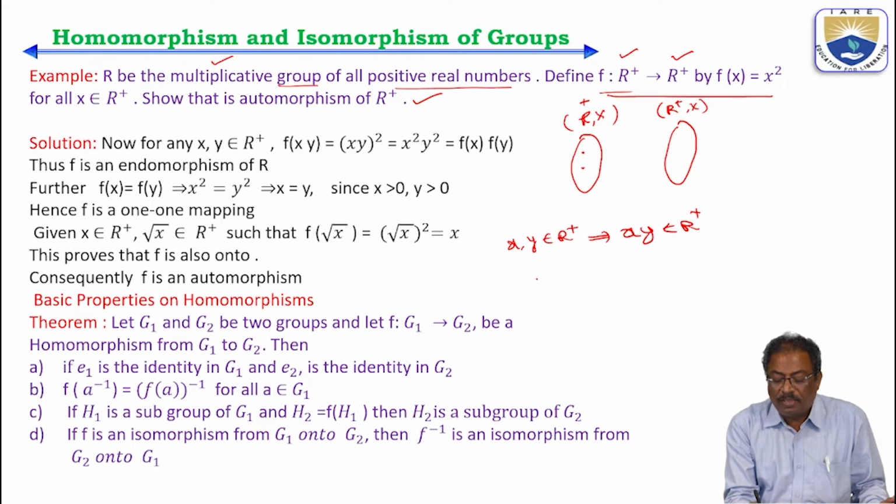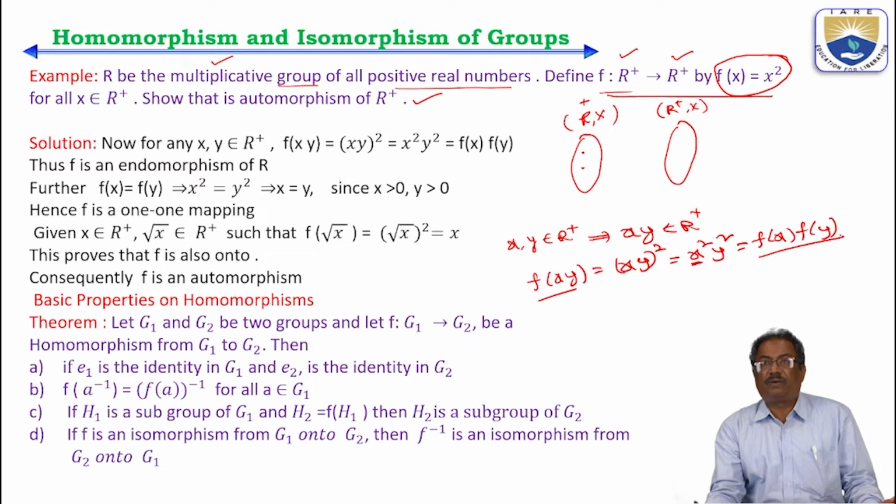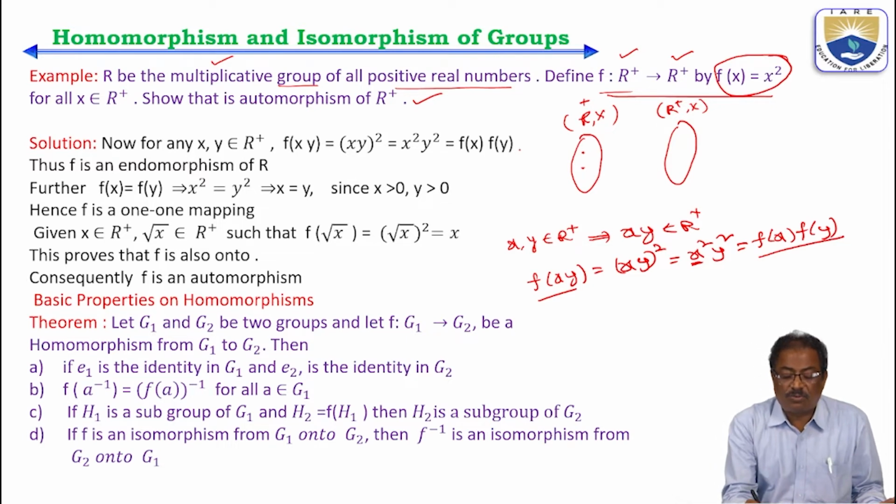So now f of x into y, where f of x is x square, is nothing but xy whole square. So it is nothing but x square into y square. x square is f of x, and similarly, y square is f of y. So f of xy equals f of x into f of y. So we can say that it is a homomorphism.